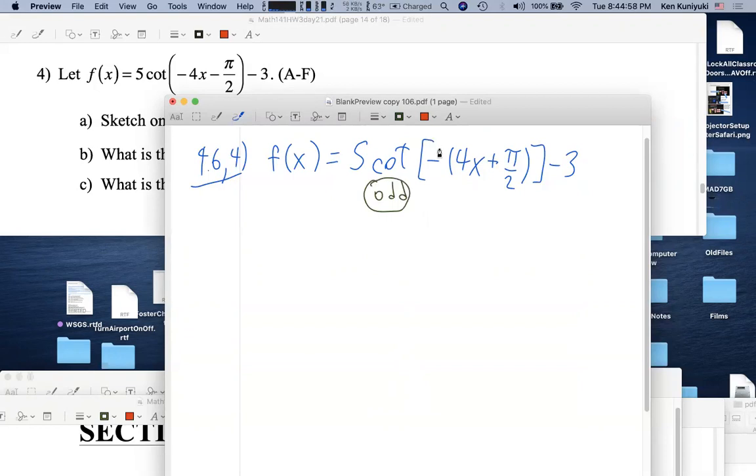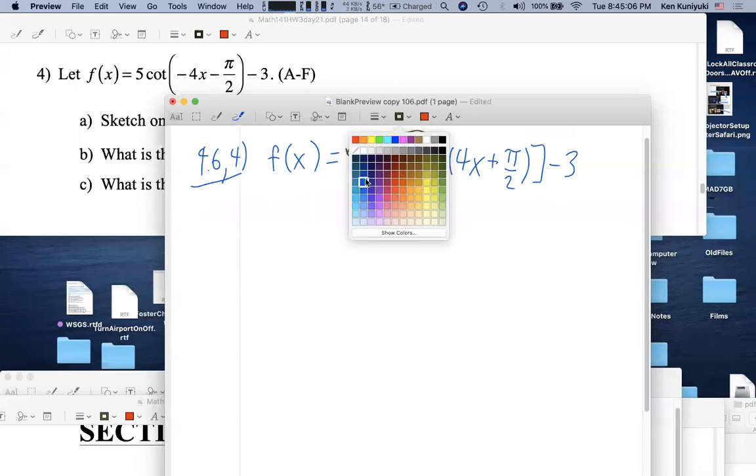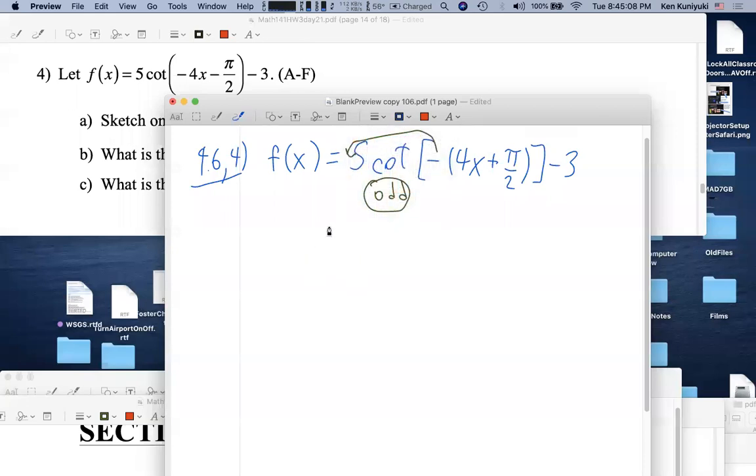So what can I do with this -1 factor on the argument? This thing pops out. All right. So we apply the odd property. Okay, so we really want to graph y equals -5 cotangent of positive 4x plus pi over 2, all minus 3.